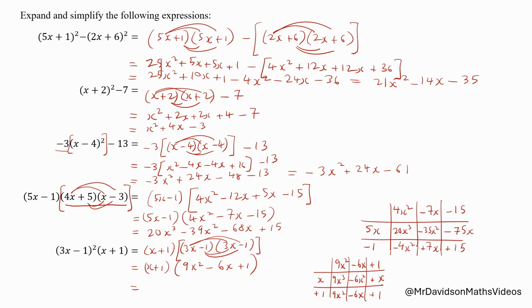So the final result is 9x cubed, minus 6x squared plus 9x squared is plus 3x squared. x minus 6x is minus 5x plus 1. And that's the final bit.